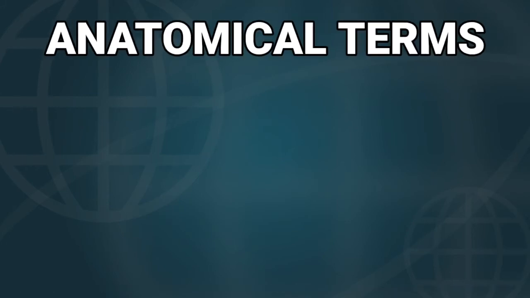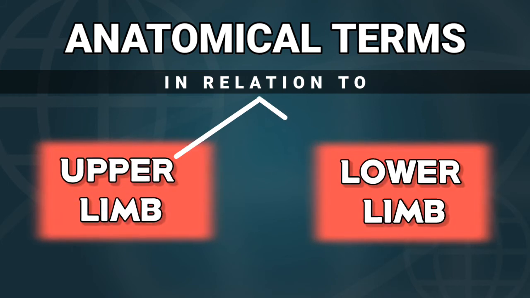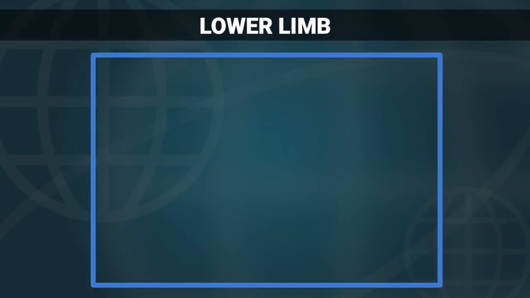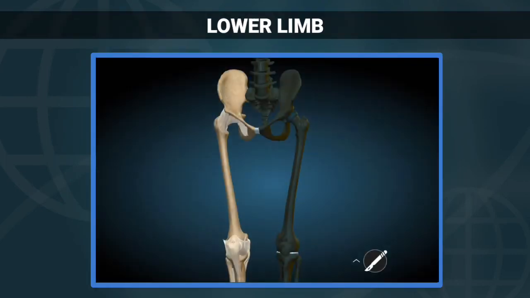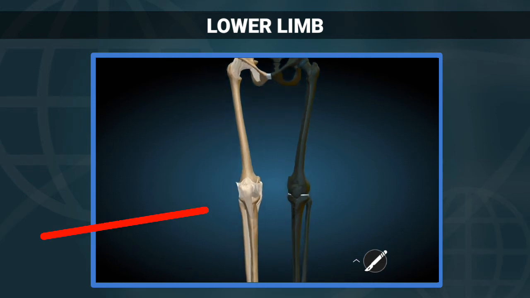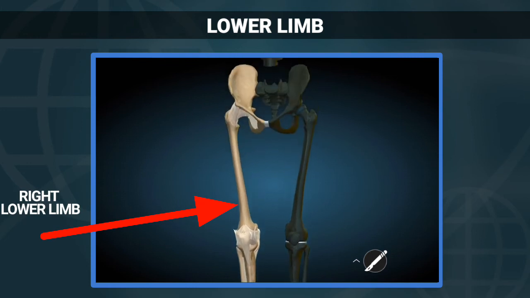In today's lecture, we will discuss various anatomical terms in relation to the upper limb and the lower limb. Anatomical terms used in relation to the lower limb. The anatomical terms used in relation to the upper limb and the lower limb are nearly the same. However, there are a few exceptions. This is a general overview of the lower limb. The right lower limb.